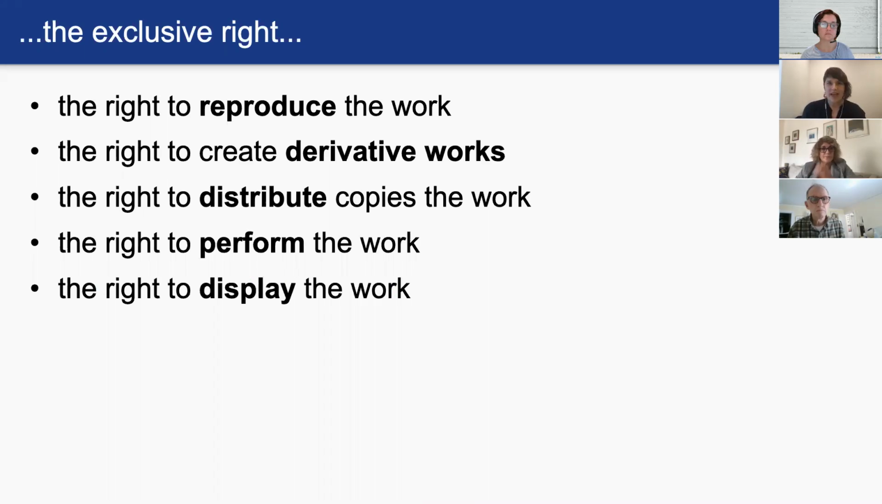Now, copyright is actually a bundle of five exclusive rights. So with your copyright, you have the right to reproduce the work, to create derivatives of it, to distribute it, to perform it, and publicly display it. And these rights can be put together as one full copyright, or they can be unbundled and split apart.